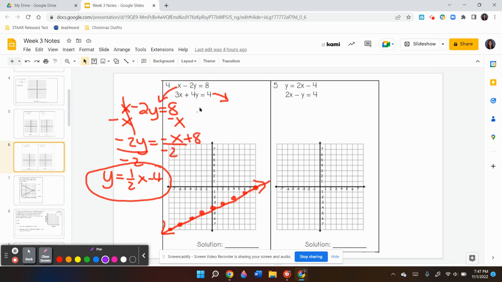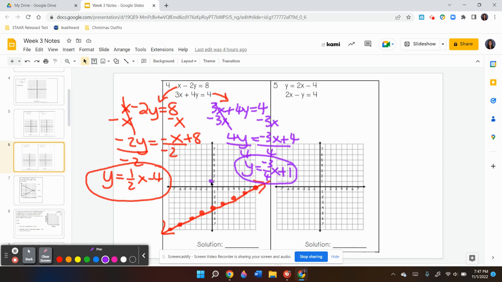Our second equation says 3x plus 4y equals 4. We're going to subtract 3x from both sides, which leaves you with 4y equals -3x plus 4. And next, we're going to divide by 4. So the equation for the second line is going to be y equals -3/4 x plus 1.